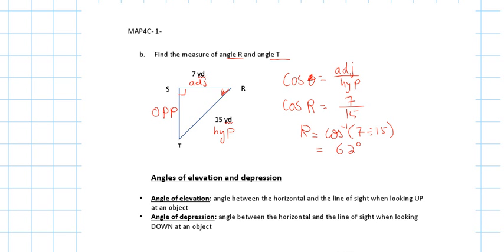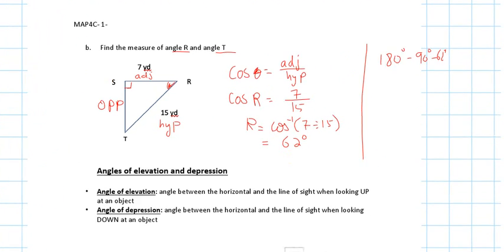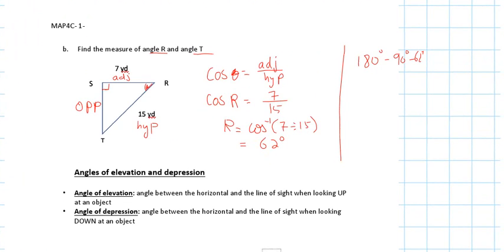Now because I know angle R and I know angle S, can I easily find angle T? How? That's right. Because we remember that we said that the sum of all the three angles inside a triangle is equal to 180 degrees. So to find angle T, I have to do 180 minus 90 minus 62. So what do you guys get?